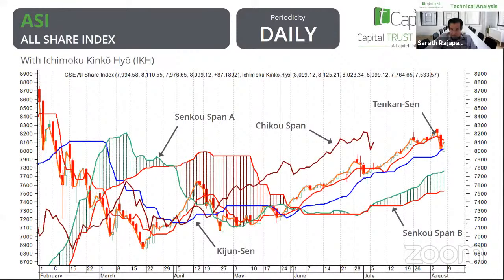There you go, the cloud is below. This is the all-share index cloud up to the last trading day, that is yesterday, Friday. You notice the Senkou cloud with the span B, the red line underneath. This line is the span B line, and that's the Senkou span A line. There you go.